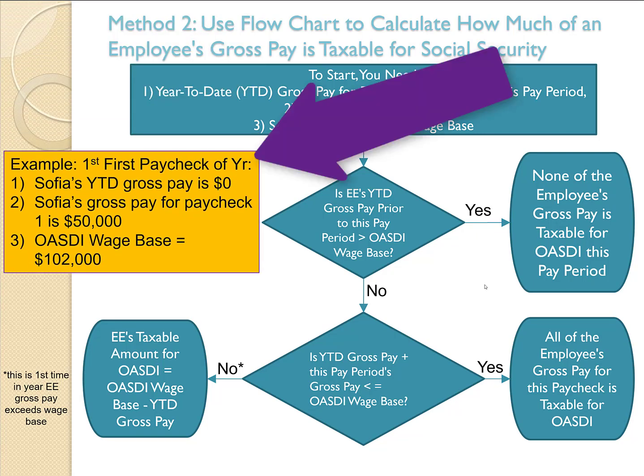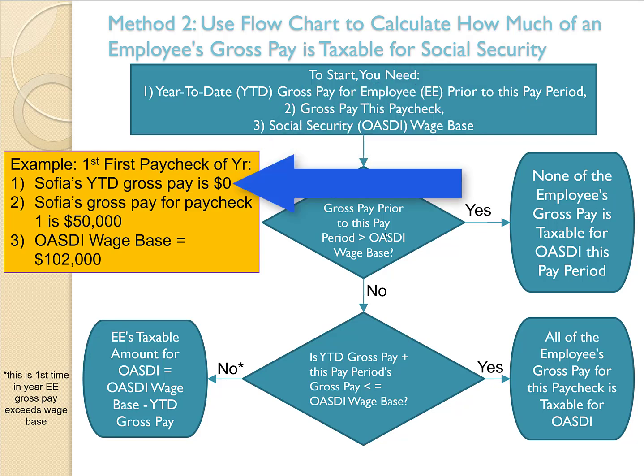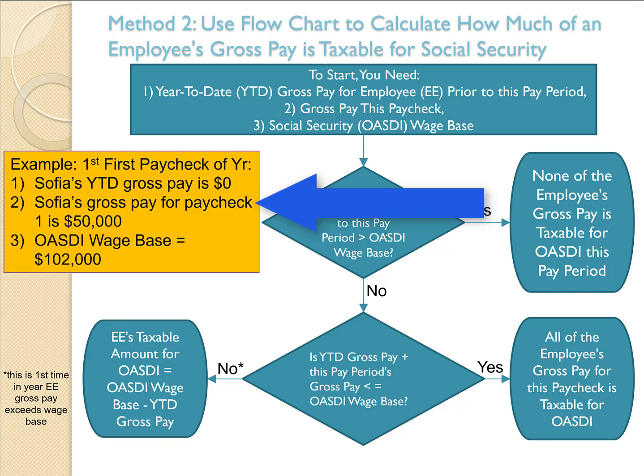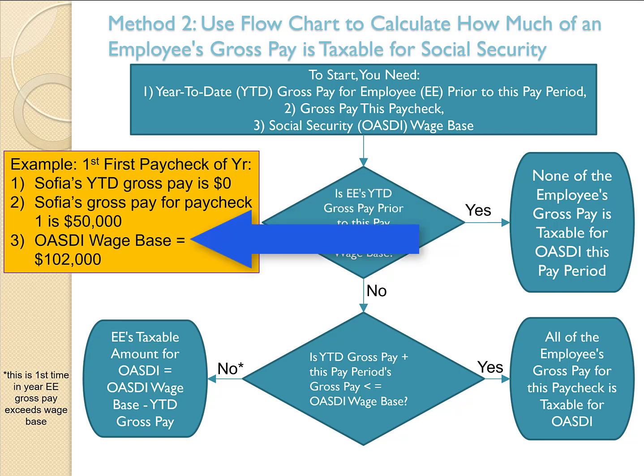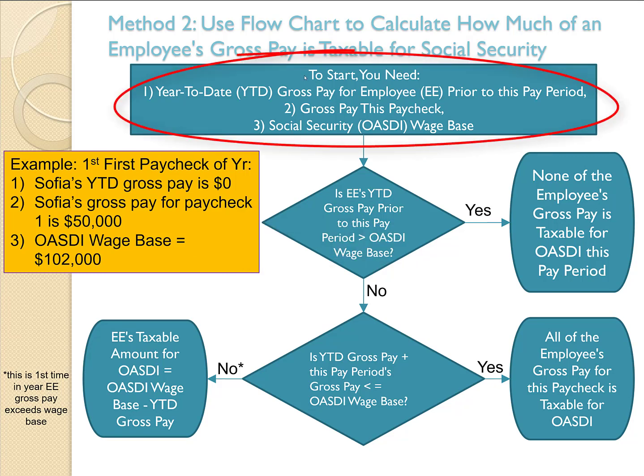So example 1, first paycheck of the year. Sophia's year-to-date gross pay is 0. So on paycheck 1, she has no year-to-date gross pay before this, so that's 0. Her first paycheck, the gross pay is $50,000. And remember, the OASDI wage base is $102,000. And notice in this box up here, it says to start, you need the year-to-date gross pay, which we have, 0. You need the gross pay for this paycheck, $50,000, and you need to know the Social Security or OASDI wage base.